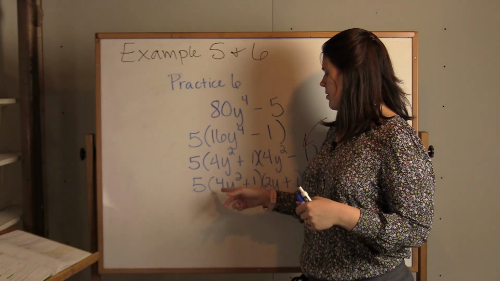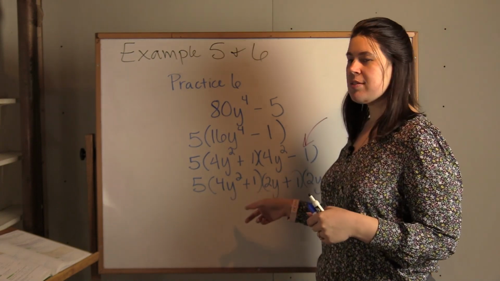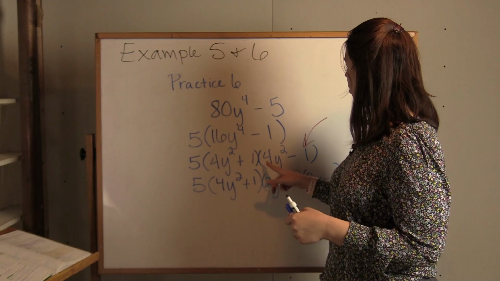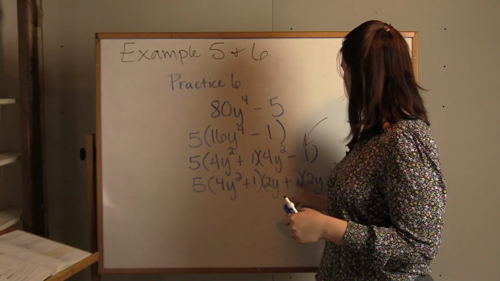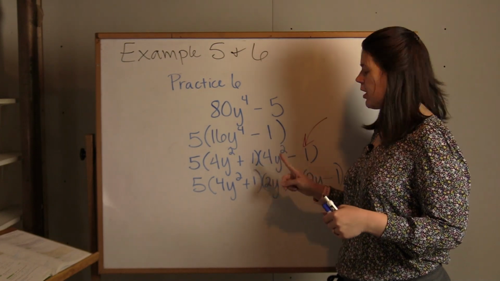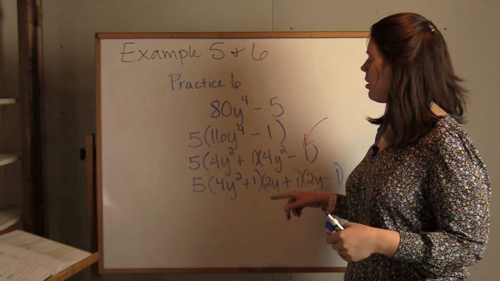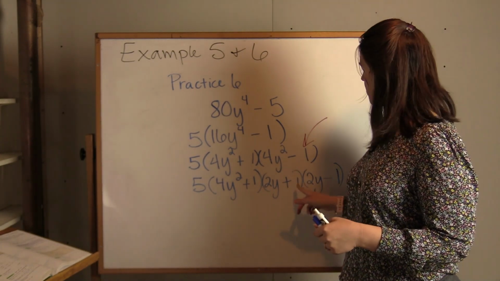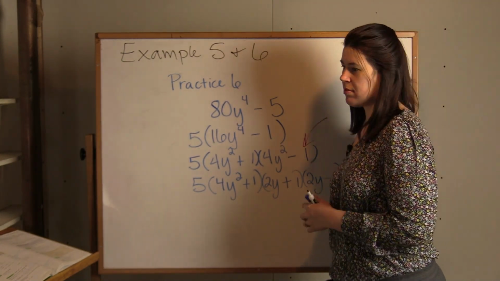So the 5 stays, the 4y squared plus 1 stays. I break this one up into another set of 2 binomials. So square root of 4 is 2 and 2. 2 divided by 2 on the y is 1. So 1y, 1y. The square root of 1 is 1. 1's plus, 1's minus.